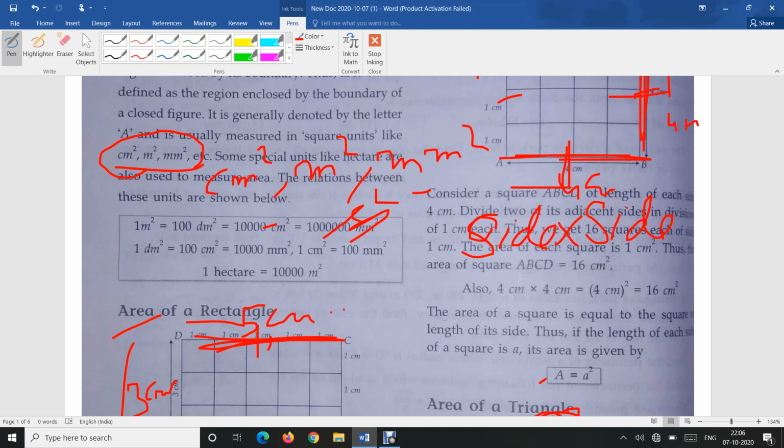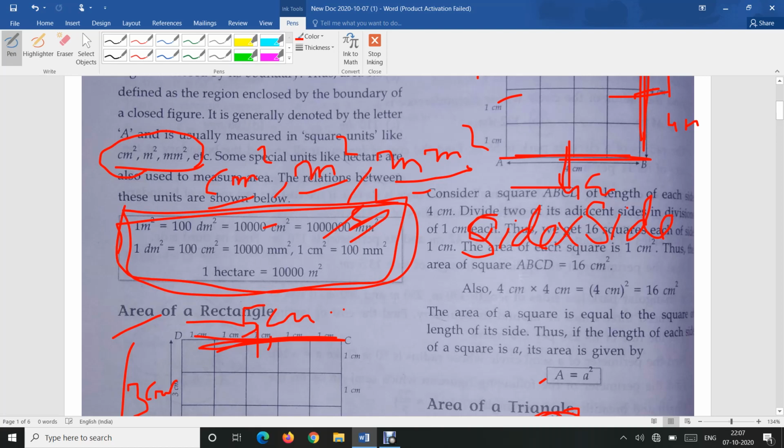Then whenever you find the area of any figure, it is always measured in unit square: centimeter square, meter square, millimeter square. Okay, you have to memorize this table also. You need to know how you can convert meter to decameter, to decimeter also, to millimeter also, and how you can convert from hectare to meter square.